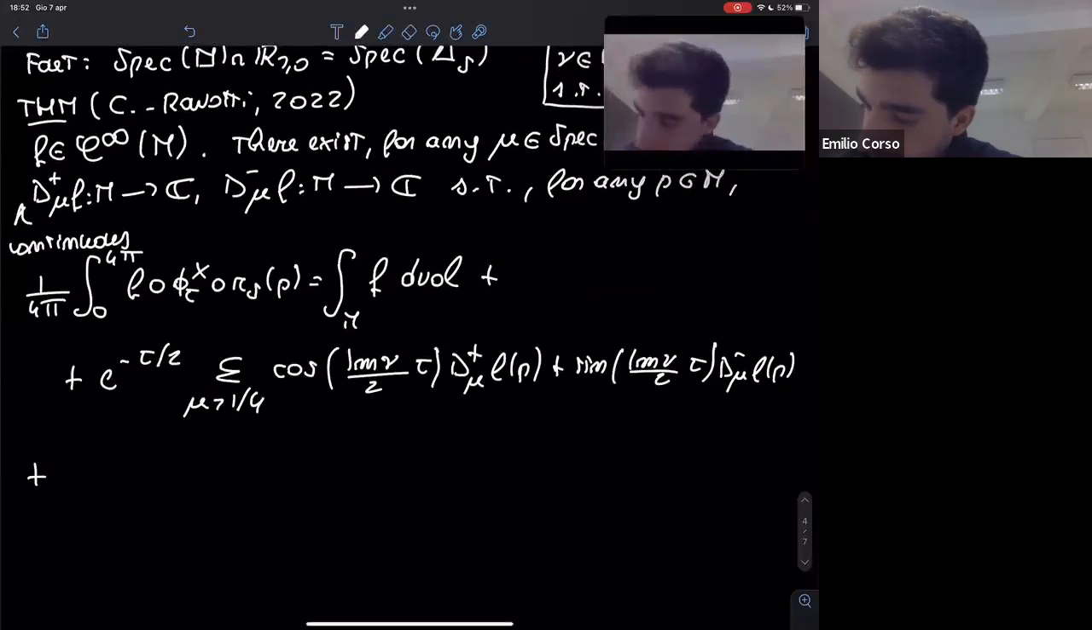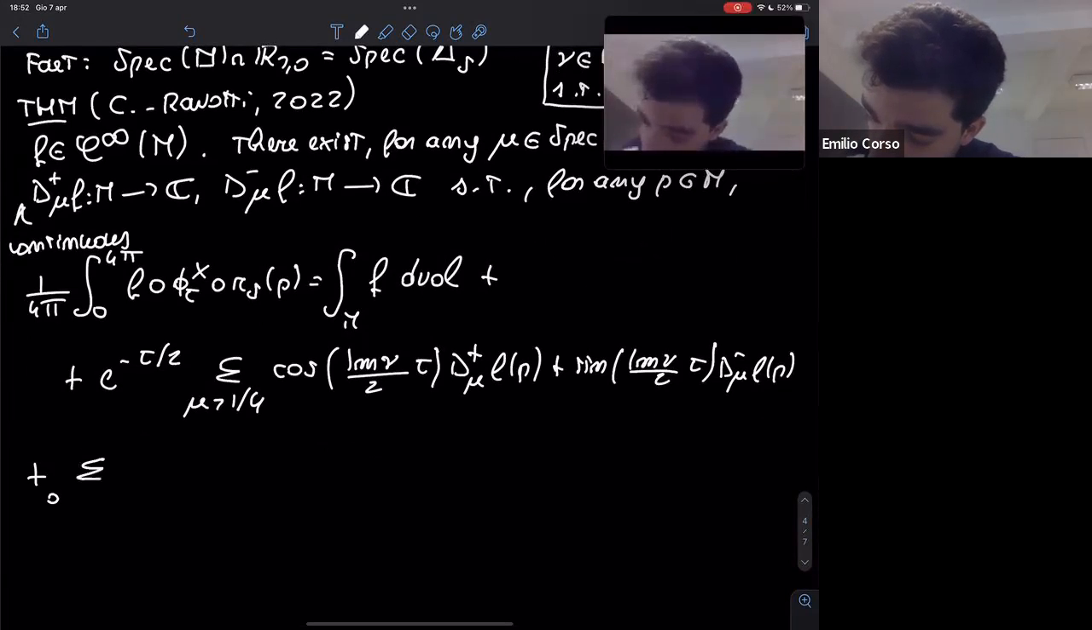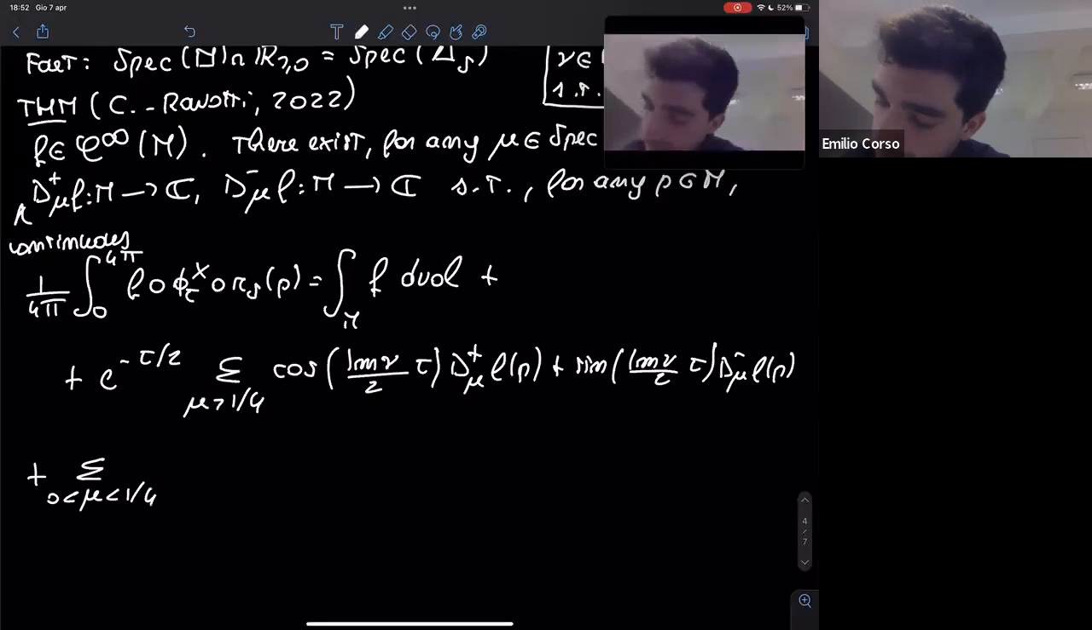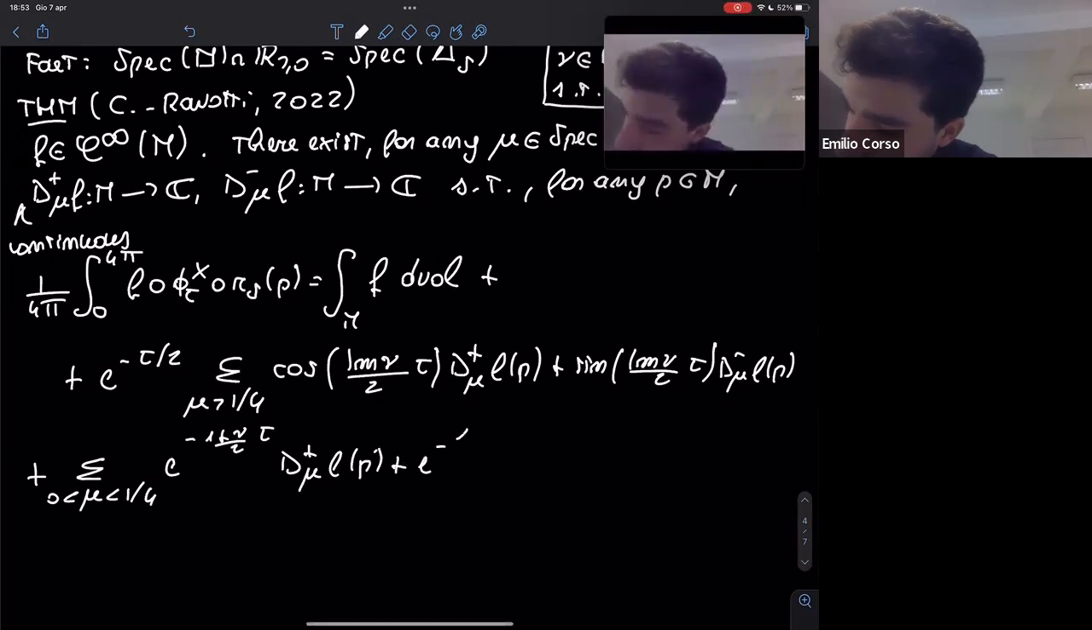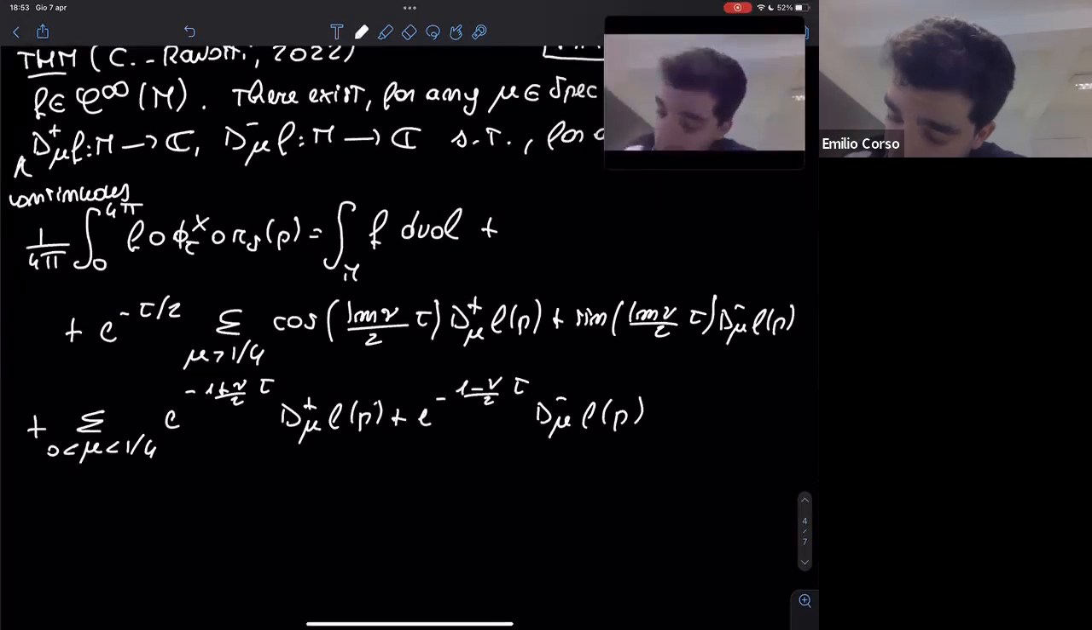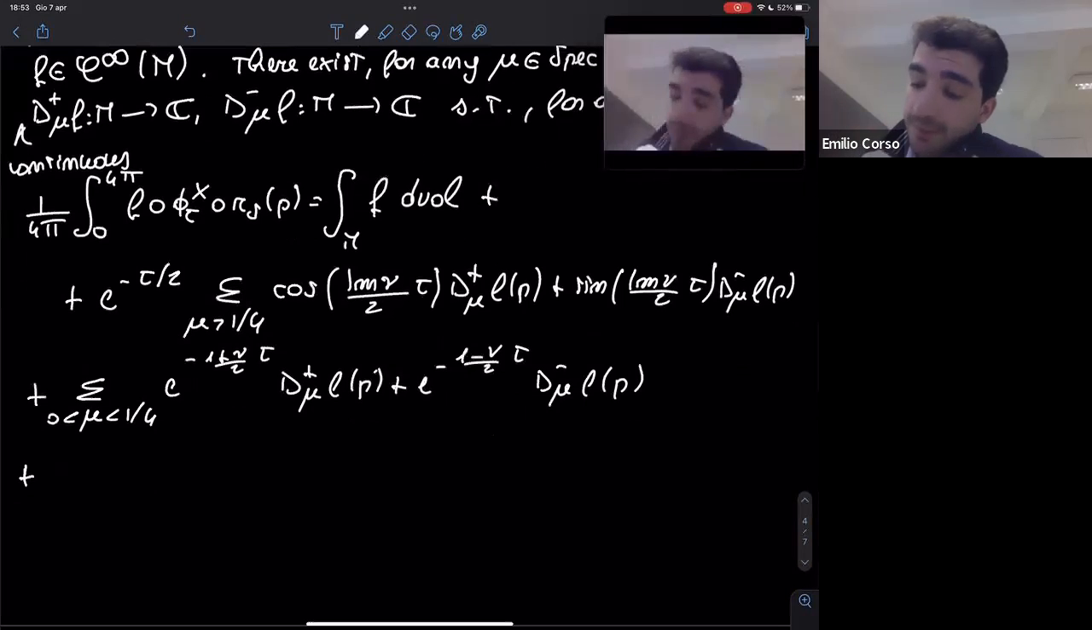Then I have a contribution coming from the eigenvalues of the so-called complementary series, so the eigenvalues between 0 and 1/4, of e to the minus (1 plus u mu) halves t. Now u mu is in between 0 and 1, d plus mu f at p, plus e to the minus (1 minus u mu) halves t d minus mu f at p. Then there is a contribution coming from the eigenvalue 1/4.